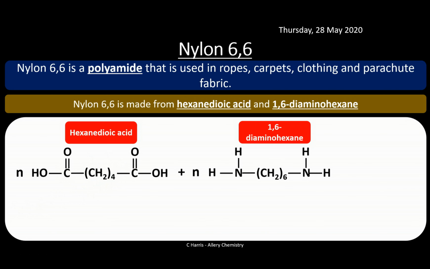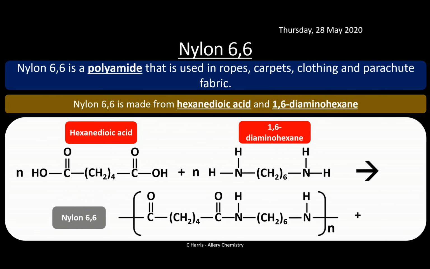And then we use 1,6-diaminohexane, which also has 6 carbons in there. So this is where the 6,6 comes from. The two monomer units used to make it have 6 carbons each. And we can join them together, and that forms nylon 6,6. And obviously we have 2 water molecules that have been eliminated as well. And you can see we have our amide link in the middle there.